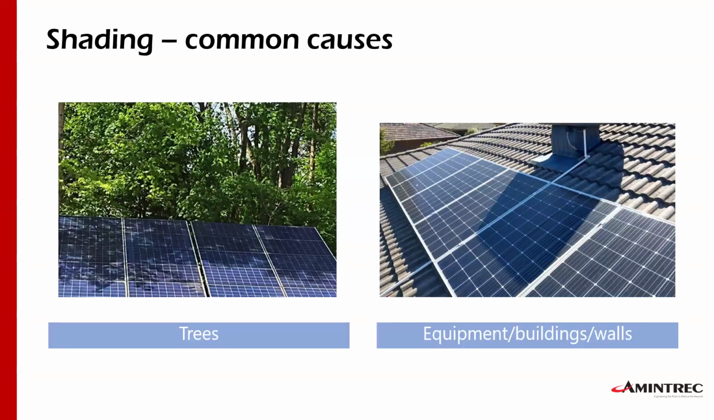And conditions that create shading: we have trees, as you can see here in the picture, equipment, buildings, and walls as well. Sometimes during the day, the sun rays can be perpendicular to the panels, and that should not be a problem. But once the sun starts moving, then we can have some shadows over the panels, and that will create some problems if we don't have certain equipment.